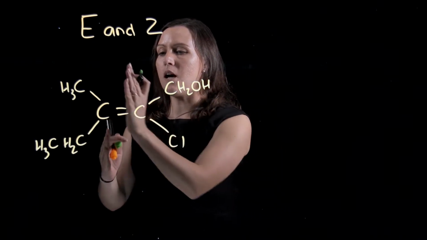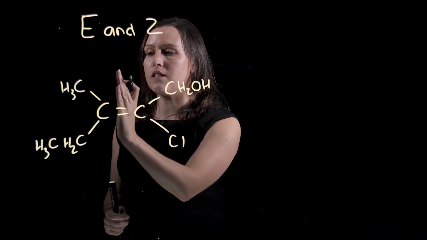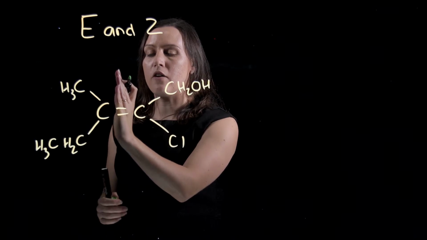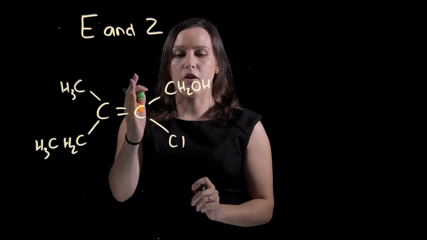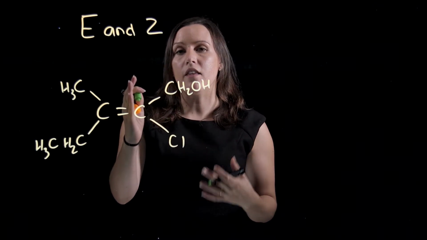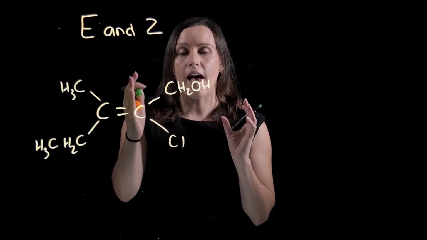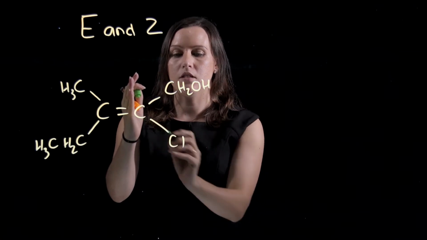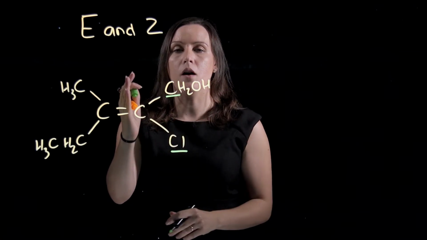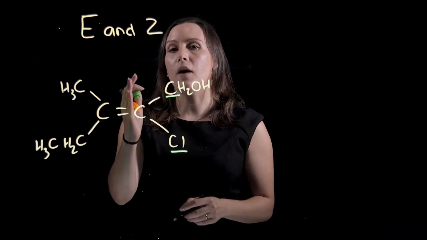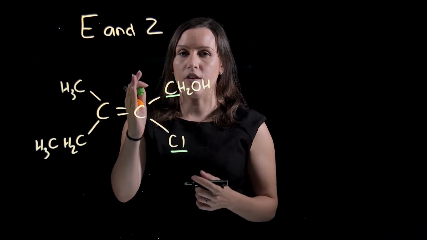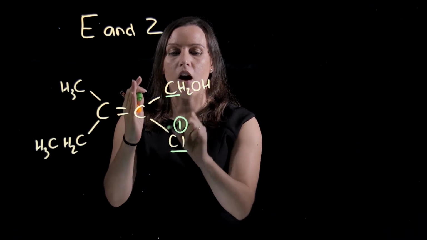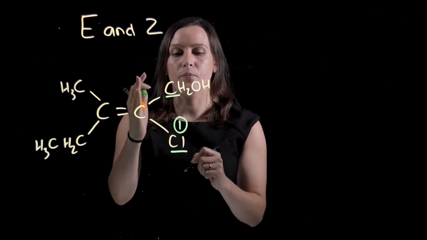So looking at each carbon, looking at these two groups coming off this carbon, I work out the higher priority group. And then looking at these two coming off that carbon, I work out the higher priority group. Remember, to work out the highest priority, you look at the atom that's directly bonded to the carbon. So we've got the chlorine versus the carbon. Chlorine's molecular weight is higher, it comes out at 35.45 and carbon comes out around about 12. So this one would have the highest priority out of these two.